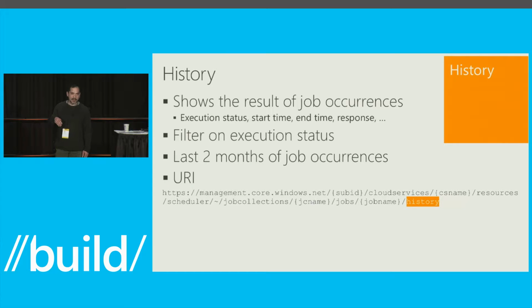We provide in the API a way to filter the execution status. So, if you have thousands of occurrences, the things that may be most important for you are the failures. So you can apply a failure filter, and then we'll only give you the failed job history entries back. We maintain the last 2 months of job occurrences. So that's what we have in our backend store. And on the URI, at the very end for a particular job, you can get the history for that particular job.